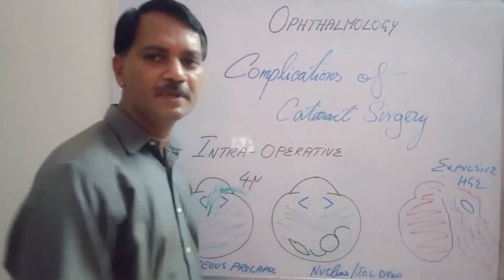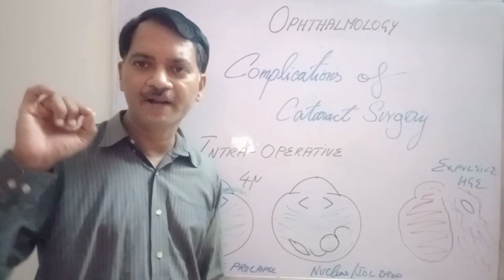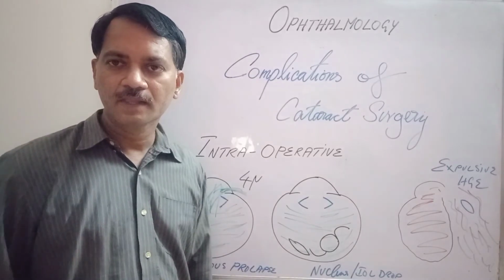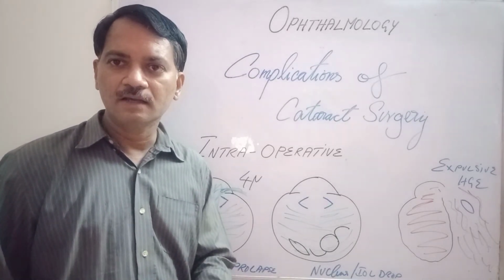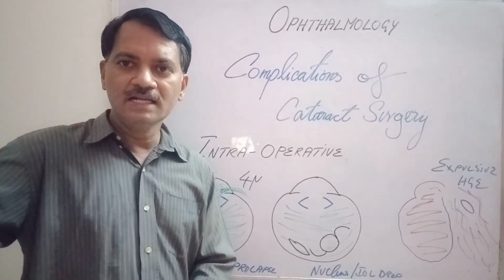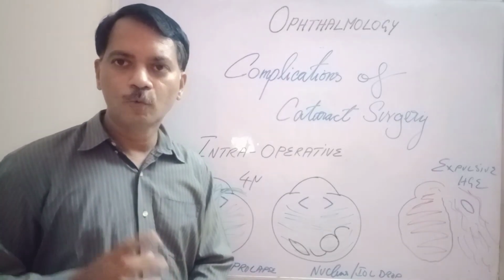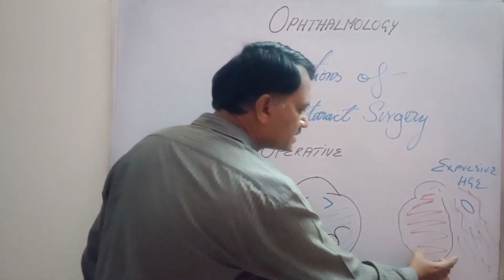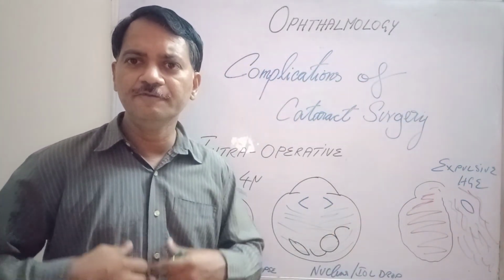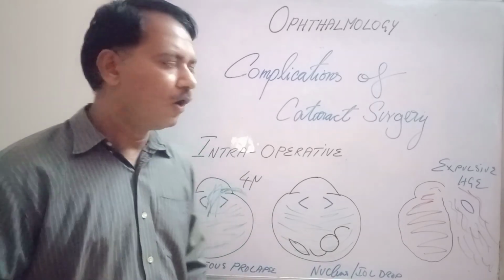The other dreaded complication during surgery is expulsive hemorrhage. All of you know that when an inflated balloon is pricked with a needle, it will burst. Similar to that, if the eyeball is under high pressure, the intraocular pressure is very high, and you make an incision in such an eyeball, what will happen is the blood vessels inside the eyeball can burst, leading to severe hemorrhage, expulsive hemorrhage. They will expel all the contents.